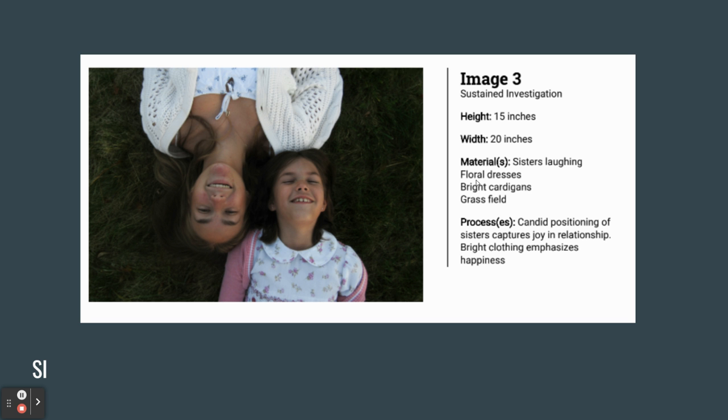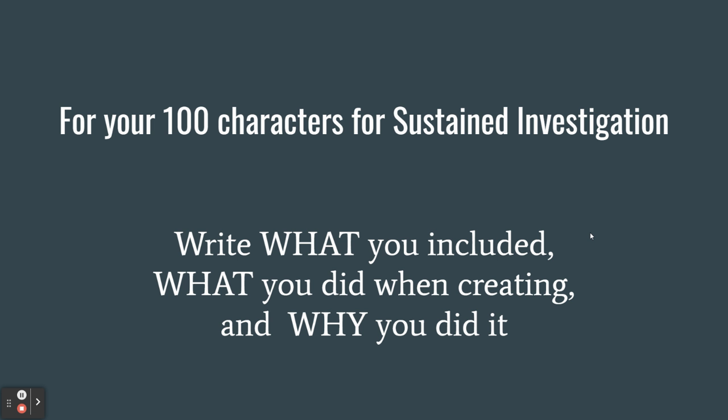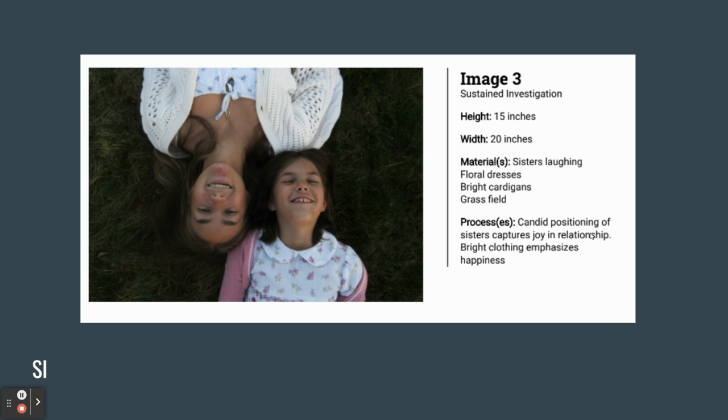This person had floral dresses, bright cardigans, and a grass field. And the process was to put them in candid position. And this artist says why they did it. So the candid positioning captures the joy in relationship, and the bright clothing emphasizes happiness. So again, what you included, what you did when you were creating, and why you did it.